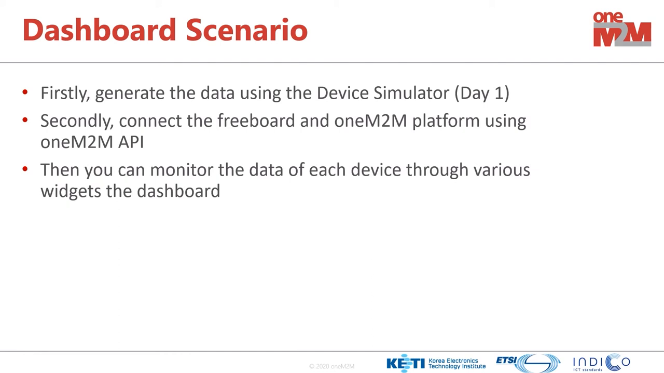And secondly, we connect the freeboard to the oneM2M platform, and of course, in this case, the freeboard works as a oneM2M application, as we learned before. It can be called an AE. So there will be oneM2M API calls from the freeboard to the oneM2M platform. We will configure that in the freeboard. Then there will be data returned to the freeboard from the oneM2M platform, and you will see what's going on. Depending on your choice, you will choose different widgets that freeboard provides.